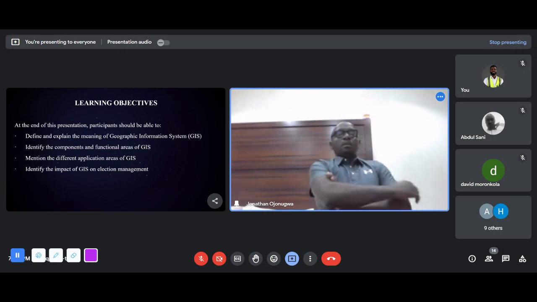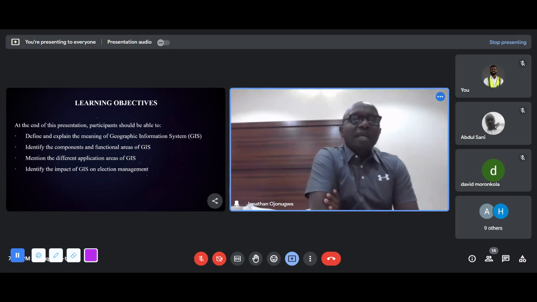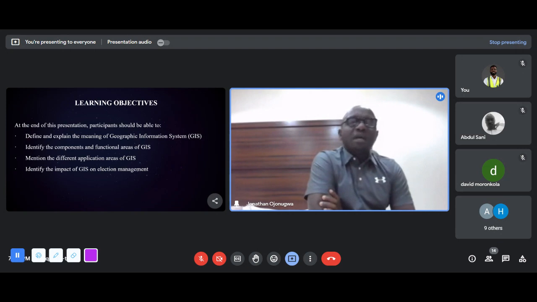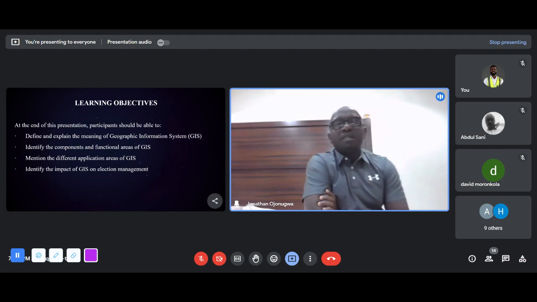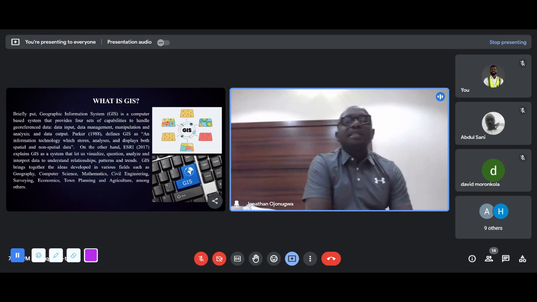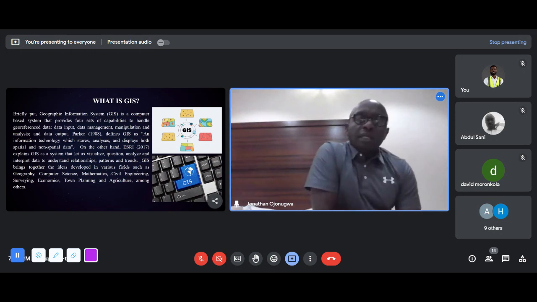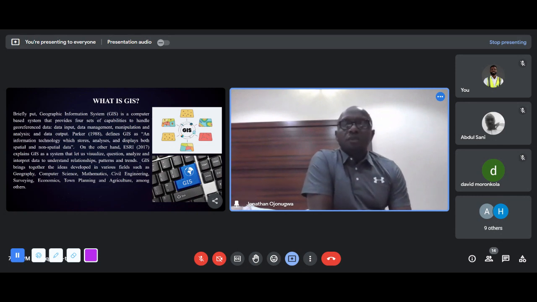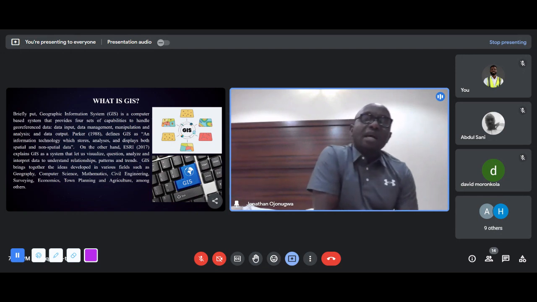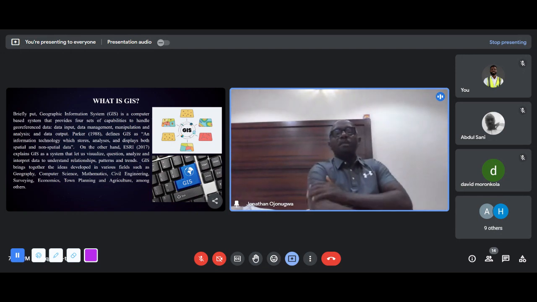Learning objectives. At the end of this presentation, participants should be able to define GIS, identify the components and functions of GIS, mention the different application areas of GIS, and identify the impact of GIS on election management. These are key areas we are going to focus on. The takeaway for everybody that joined this section today, you'll be able to understand what is GIS, and how GIS can be linked to election management in Nigeria.